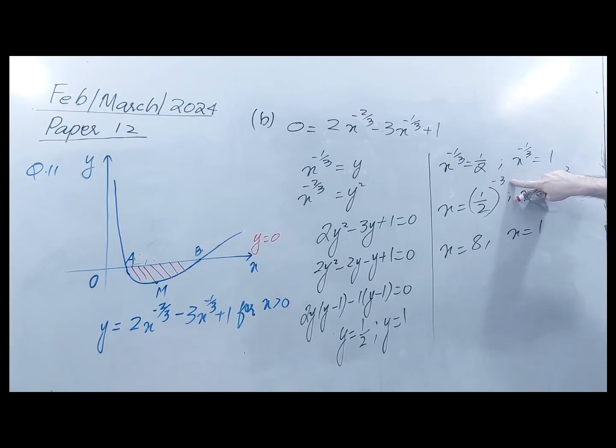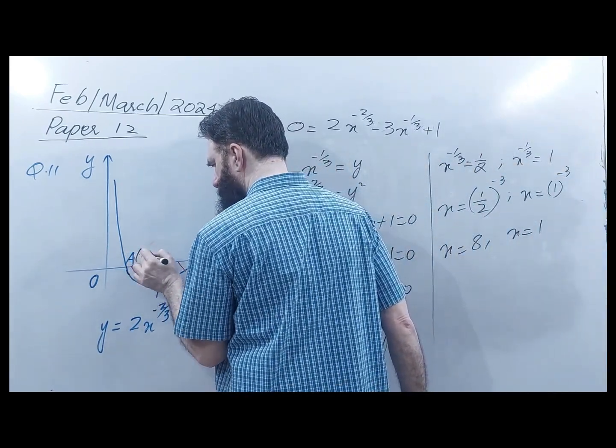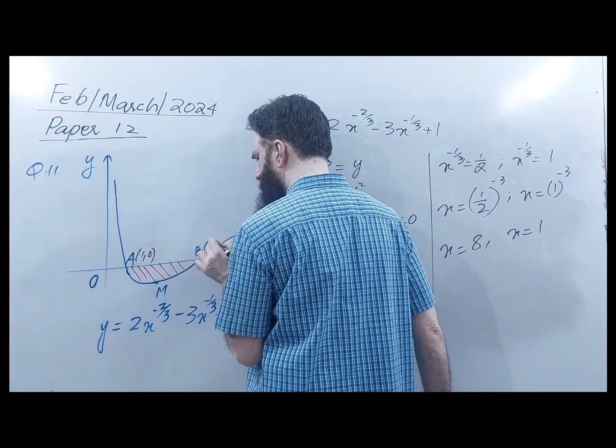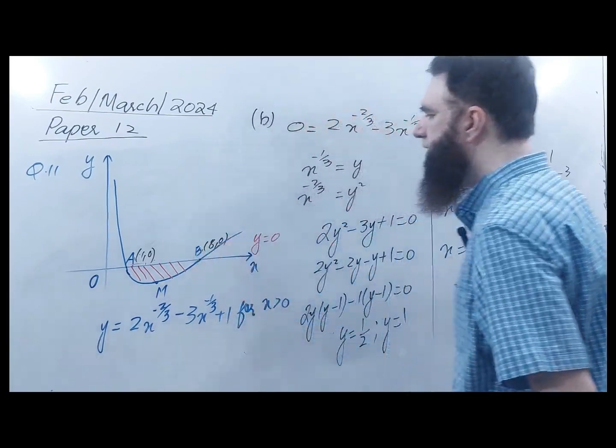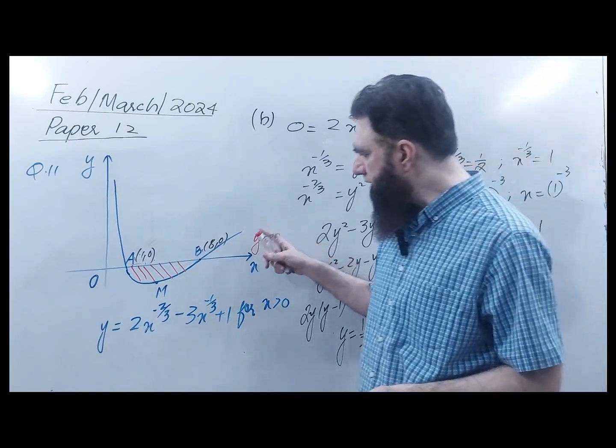Turn it upside down, it becomes positive. So 2 cube is 8. 1 raised to any power is 1. So the coordinates of A are 1 comma 0. The coordinates of B are 8 comma 0. Now we have the limits. Now in the next part, we'll integrate upper curve minus lower curve.